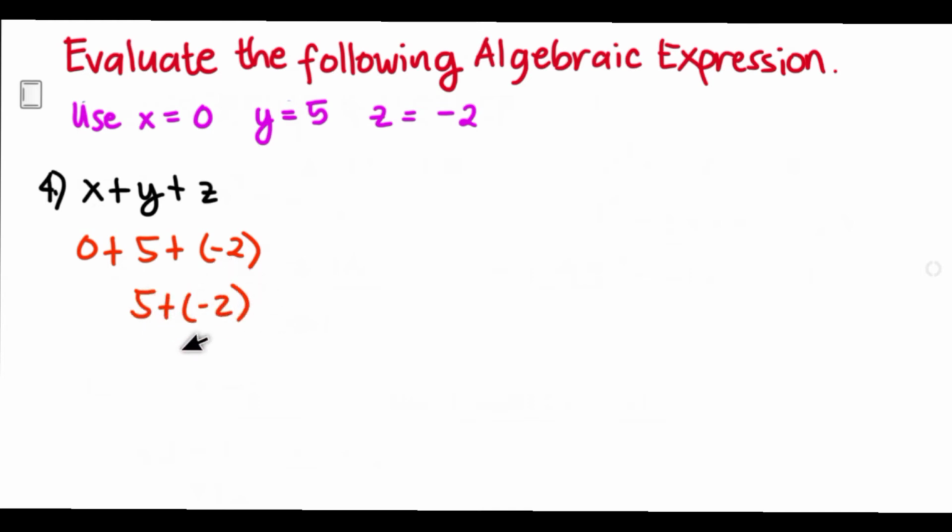So, 5 plus negative 2. Magkaiba ng sign yan. So, we will subtract. 5 minus 2 is 3. Mas mataas ang absolute value ni 5. So, siyang gagayahan natin ng sign. So, positive siya. Kaya, positive din ang sagot. So, the correct answer is 3 or positive 3.